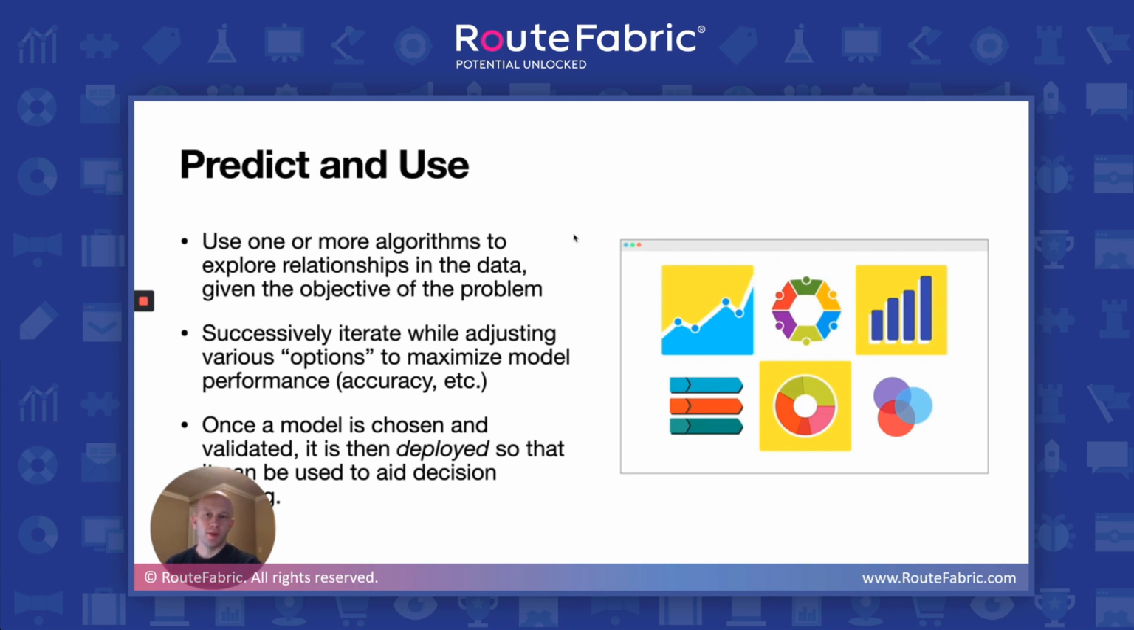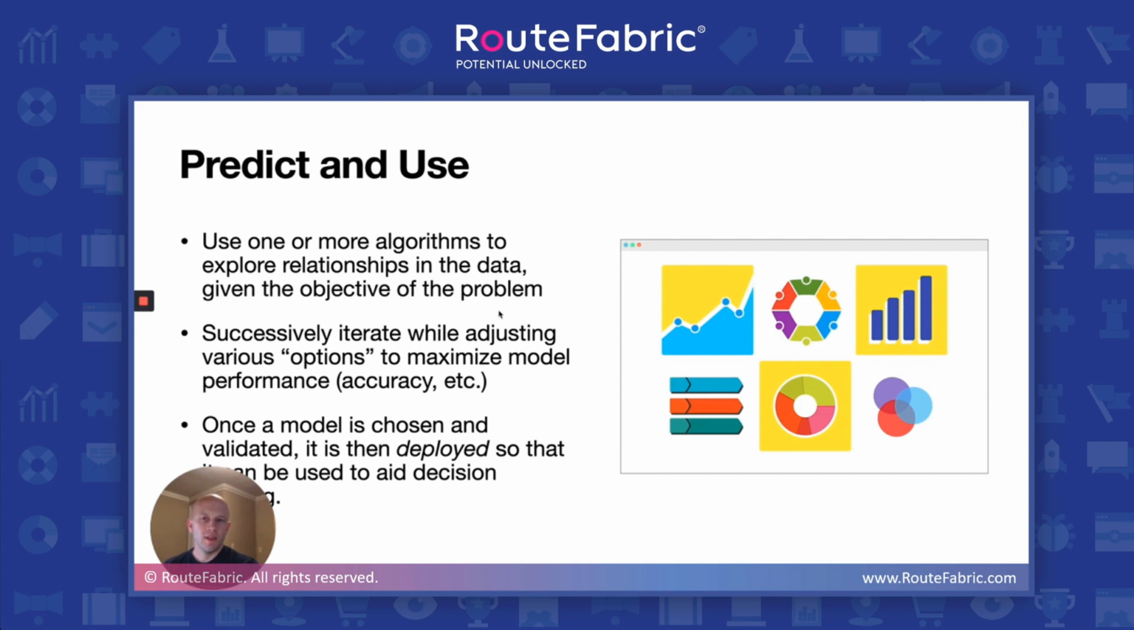Now, at a high level, this predict and use stage is where we do basically three things. First, now that our data is ready and that we understand it, we're going to use an algorithm, sometimes 2 or 3 or 4. We're going to use one or more algorithms to explore relationships or to explore the structure in the data, some pattern in the data that we are trying to identify in order to solve a problem. And we'll apply this in just a moment to our product recommendation case study. But at a high level, we're going to use an algorithm to try to explore some relationship.